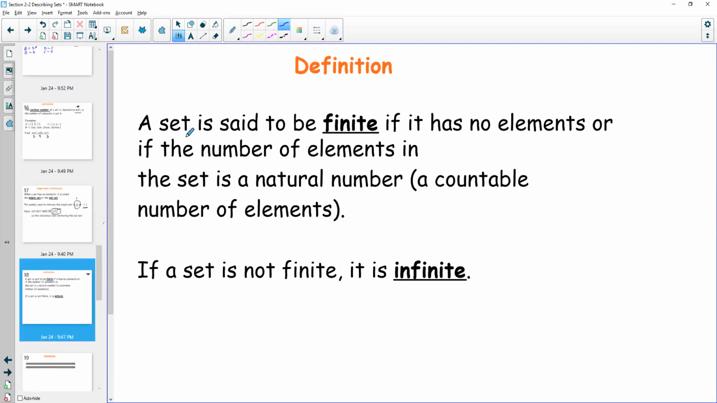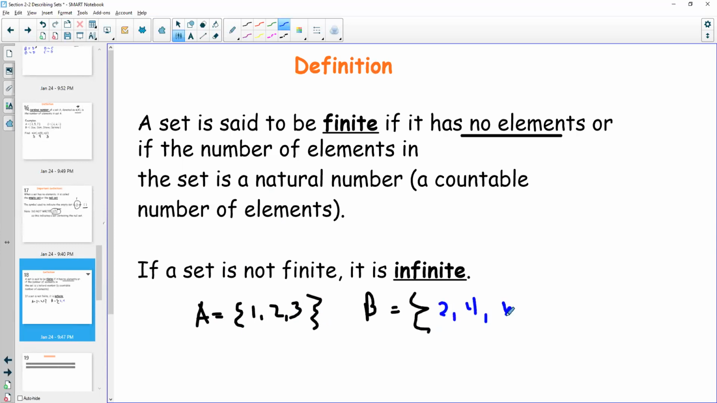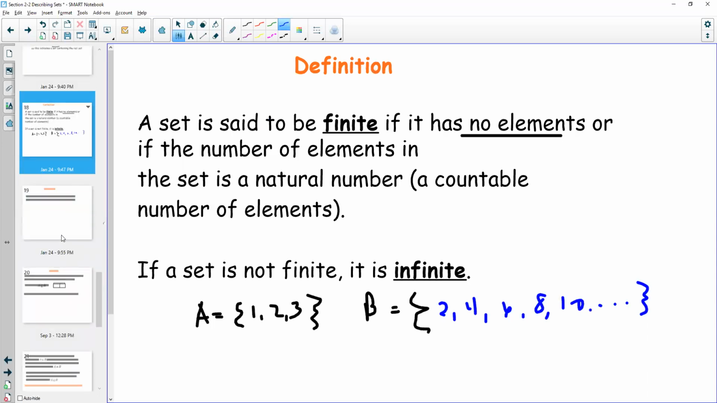All right, another definition, a set is finite if it has nothing in it, or if we can actually count how many things are inside the set. If not, a set is infinite. So this is the difference between me saying set A has 1, 2, 3. Okay, that's a finite set. Set B, I could say is 2, 4, 6, 8, 10. Remember those multiples of 2? Well, they just continue on. That's an infinite set. It grows and grows and grows. I could just keep counting.